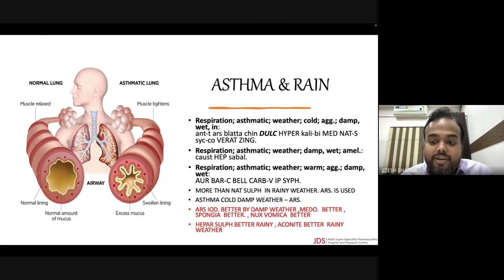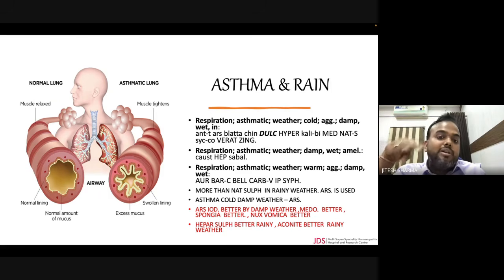More than Natrum sulph in rainy weather, Arsenic is used. Everyone abuses Arsenic, but literally, yes, for asthma, cold, damp weather, Arsenic is one of the very beautiful remedies which can be given. Definitely, you need to correlate with the symptoms. Don't just prescribe blindly. Now, Ars iodatum is better by damp weather. To compare, Ars iodatum is better by damp weather. Medorrhinum is better in damp weather. Spongia is also better, and Nux vomica also better. I am talking about only asthma. Hepar sulph is better in rainy, and Aconite is also better in rainy weather.